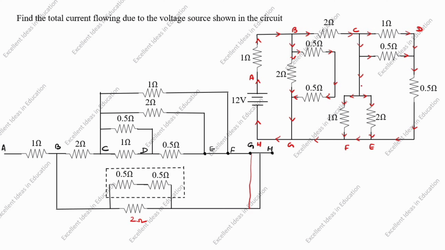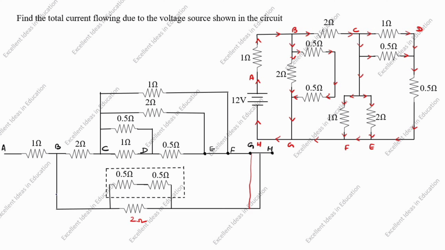Next you see C, E, F. C is here, E is 2 ohm, C to F is 1 ohm. This one finish, this one finish. After that you see here, C comes here, after that goes this way. So C, you see 0.5 ohm. Where it goes, D is here, after that D, join 0.5 ohm.